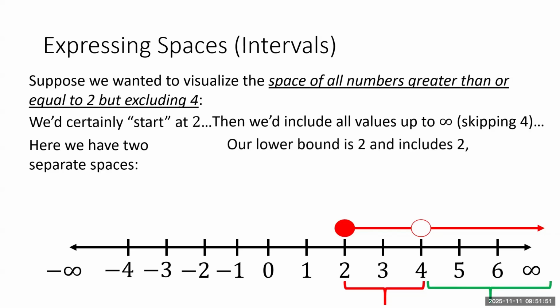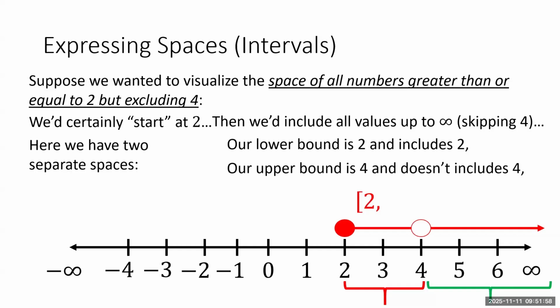Our lower bound is 2 and includes 2. And so we use a bracket. So we have bracket 2, comma. And our upper bound is 4, but it's not going to include 4. Because if we included 4, then we would be including 4 in our space.